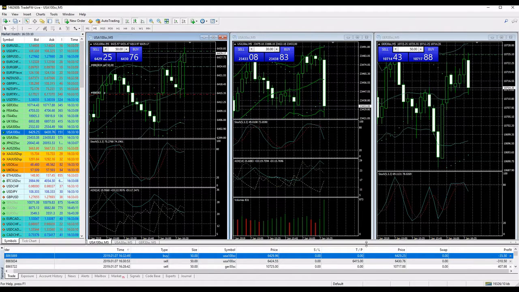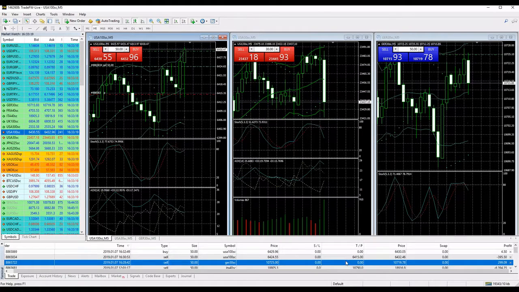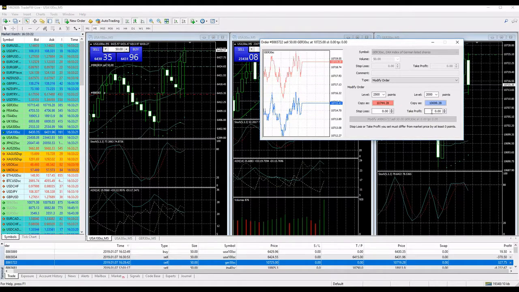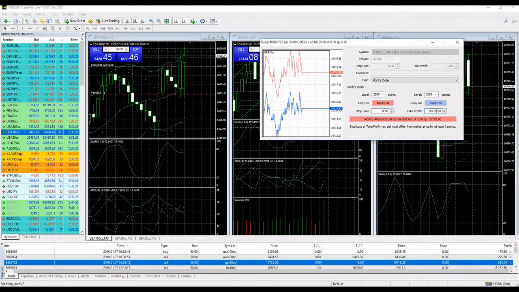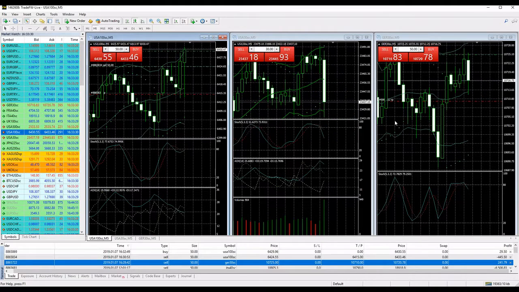On DAX, I don't have a take profit, guys. Let's put a take profit on DAX. I put my take profit on DAX at 10,710. 10,710 is my take profit. There we go. USA 100.